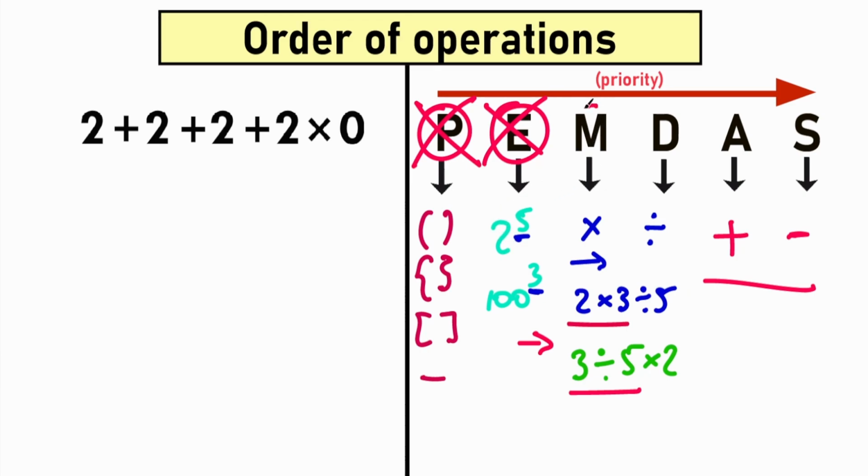The next step is the multiplication and division group. I recommend you apply it in terms of a group. Okay, so let's scan where we have multiplication and division signs. Let's do this right now.